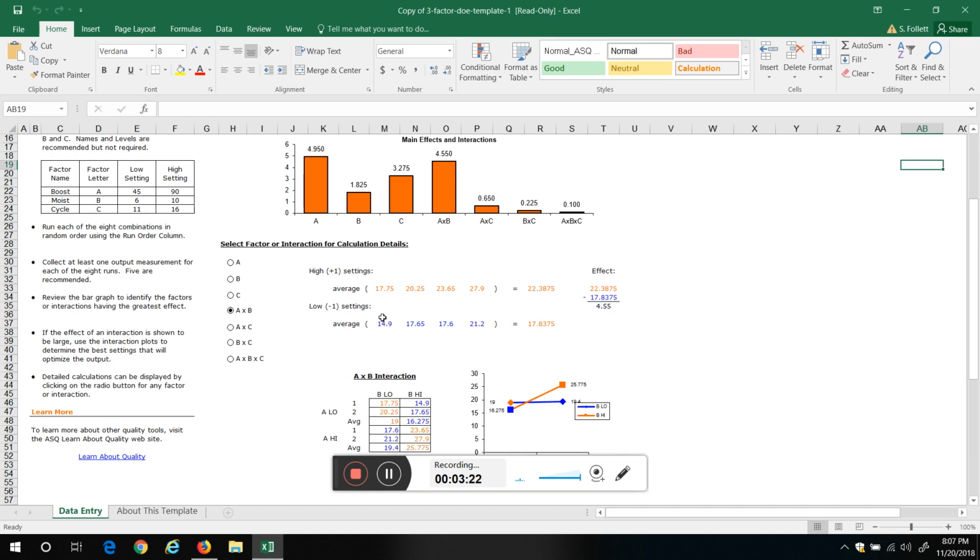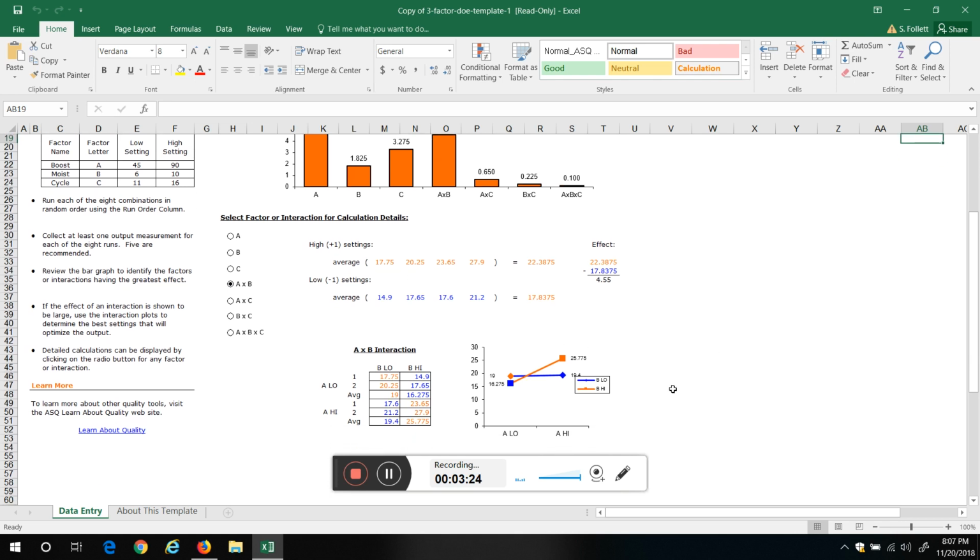Now here's the interaction, right? The way we plot this is I'm going to set A low, which is the boost low, which would be the 45. So all the 45s go in this column. All the high, the 90s, go in this column. So then I'd come back and I'd say, okay, what about the B? Well, in this case, it's moisture, right? So I'd say, well, what about the low? And I'd put that on. Here's all the B lows. Here's a B low at the high. And I just plot those. If they cross, you have an interaction, right? It's good to see graphically.